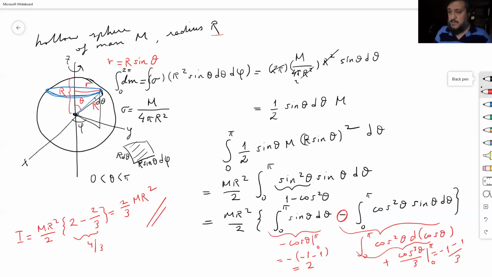Okay, what about a solid sphere? Now in that case, you're going to integrate over r as well. Let me leave that calculation to you. The answer will be 2/5. Solid sphere: this will be 2/5 m r squared.